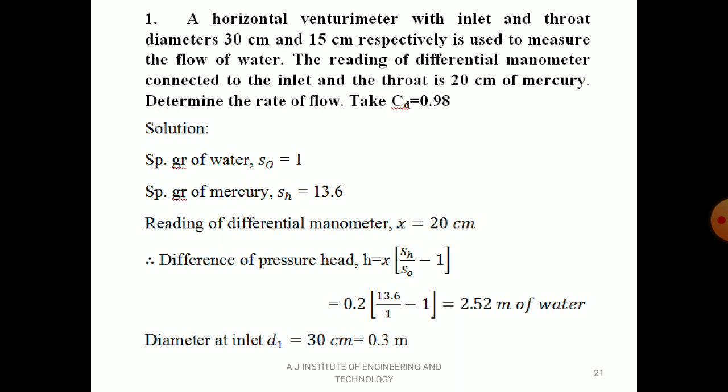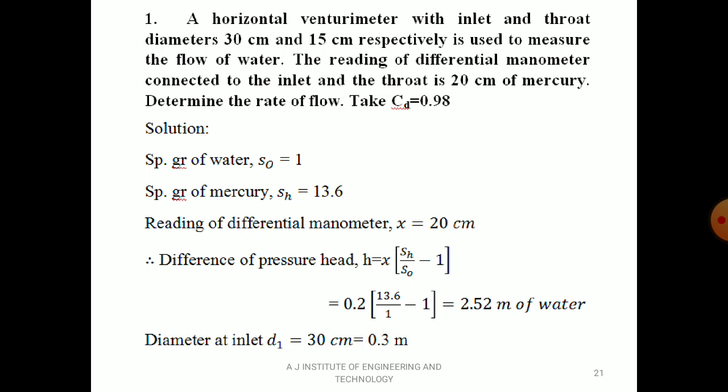Therefore, the difference of pressure head. It is case 1, because the specific gravity of the manometric fluid is greater than the specific gravity of the flowing fluid. 13.6 is greater than 1, so you can consider case 1, and it is a horizontal Venturimeter. So the difference of pressure head H equals x into SH divided by SO minus 1. So x is 0.2, SH is 13.6, SO is 1. So 0.2 into (13.6 divided by 1 minus 1) equals 2.52 meter of flowing fluid. What is the flowing fluid here? That is water. So 2.52 meter of water.